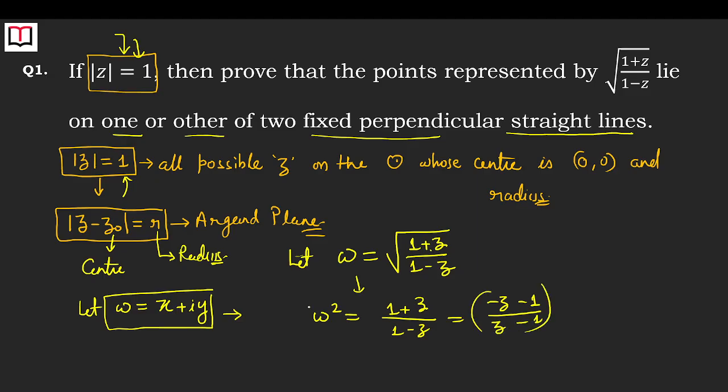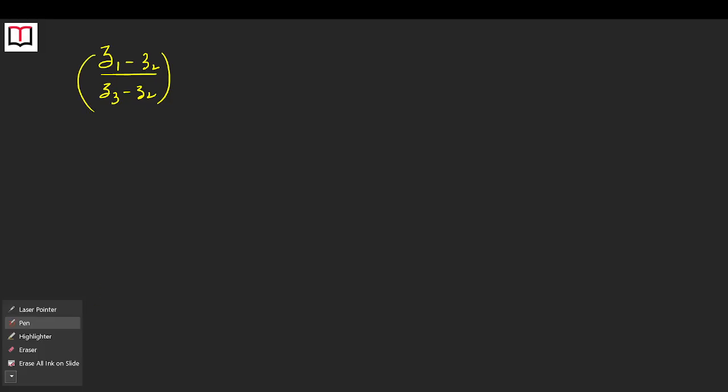Isn't that? Now see, I'm going to use rotation here. Why? Because as all of you must be knowing, it's a standard form of rotation which says z1 minus z2 over z3 minus z2. So how do we look at it on the argand plane geometry? Geometrically we look at it as rotating z3 about z2 by some angle theta to get z1 about z2.